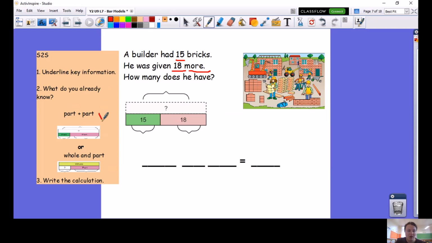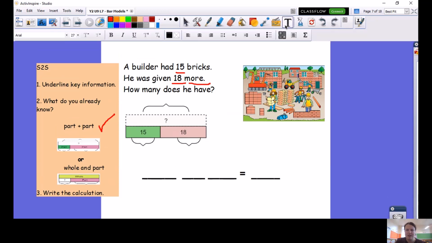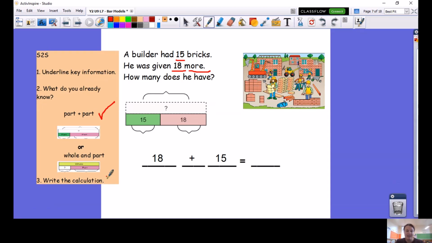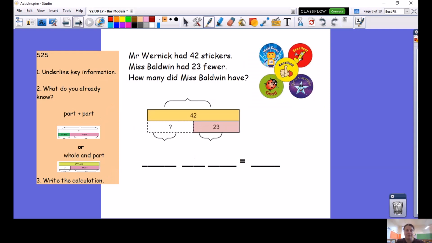So this is a part and a part question. I don't have the whole. So what am I going to do? Well, does it matter if I put 15 add 18 or 18 add 15? It doesn't, does it? No, I'll get exactly the same answer because in addition it's commutative and you can do them either way round. This time I've decided to go for 18 add 15, so I'm going to tick that to say I've done that as well.